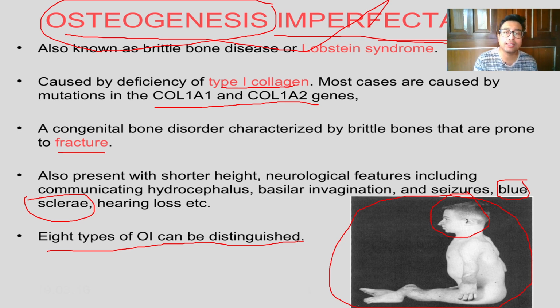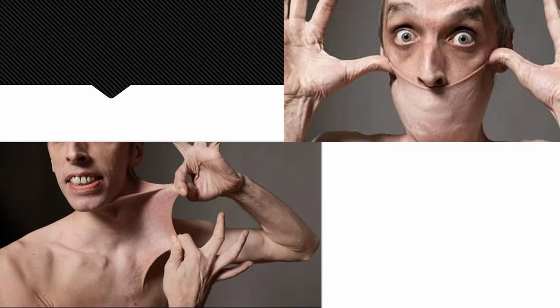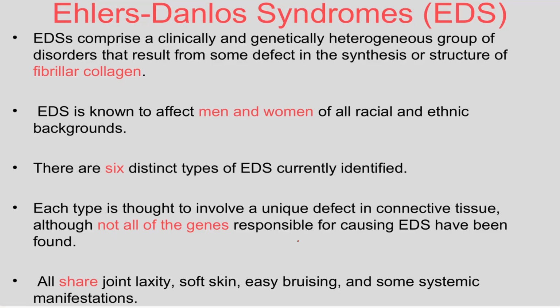Similarly to OI, the next disease is this. This type of thing you have seen in the Guinness Book of World Records. A person stretching his skin, maximum stretchability. These are nothing but Ehlers-Danlos syndrome, defect in fibrillar collagen.